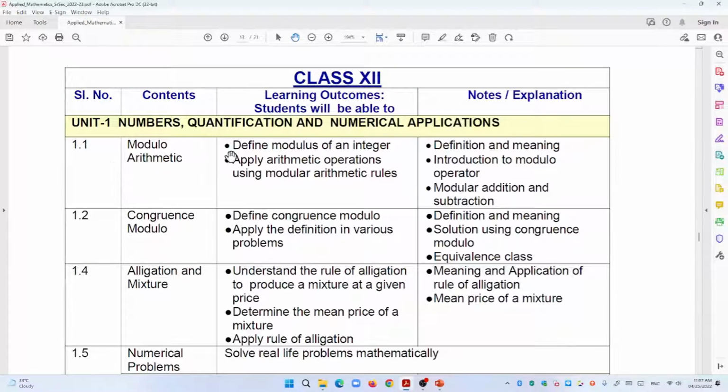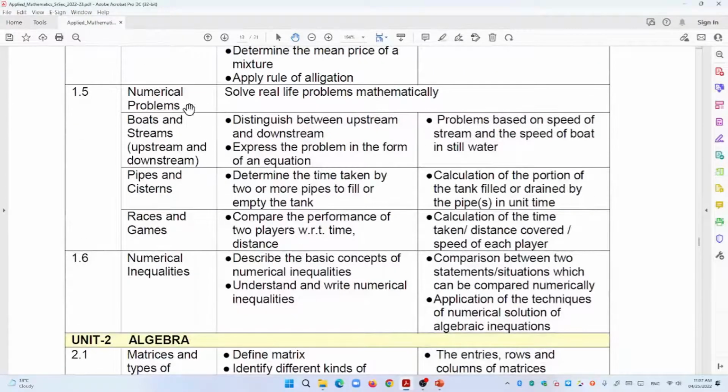The first unit, Numbers, Quantification and Numerical Applications. The various topics are Modulo Arithmetic, Congruence Modulo, Alligation and Mixture. And then we have numerical problems on boats and streams, pipes and cisterns, races and games, and numerical inequalities.